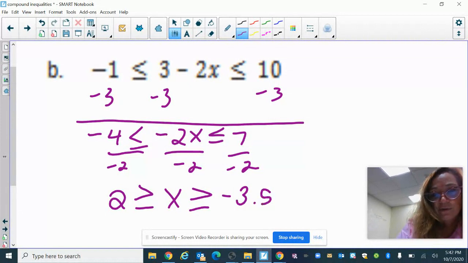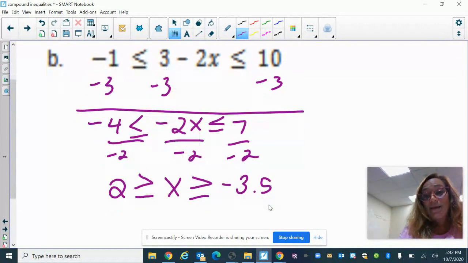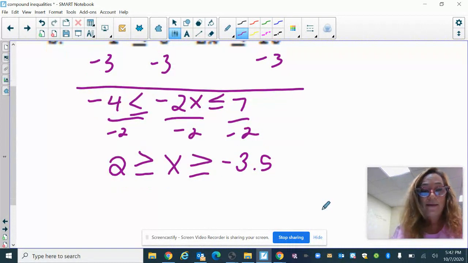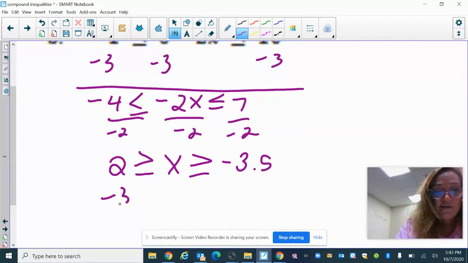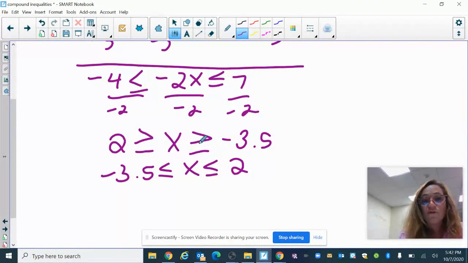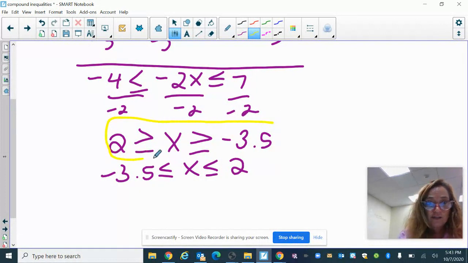-3.5. I went decimal. Now, that's technically backwards. You want to rewrite that, okay? So that should be -3.5 is less than or equal to x is less than or equal to 2. You always go from least to greatest. So even though this is a true statement, absolutely true, it's just not properly written. This is properly written, okay?